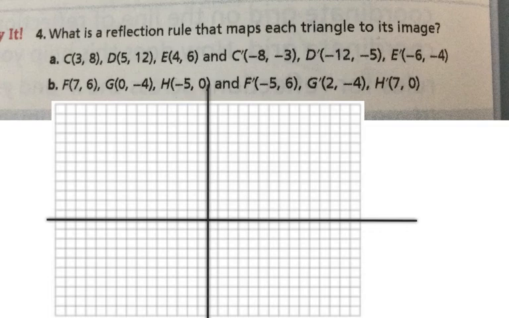You know how yesterday we had stuff that looked like this? Reflection over x-axis. Reflection over y-axis. Now we're reflecting over a line y equals -x. That is my reflection rule. Okay? Any questions about this process?